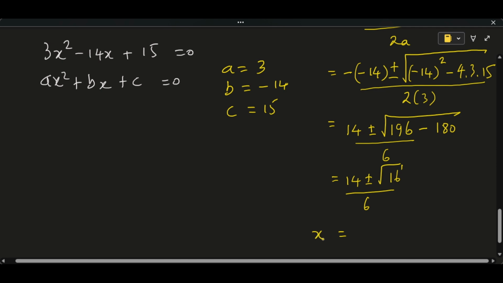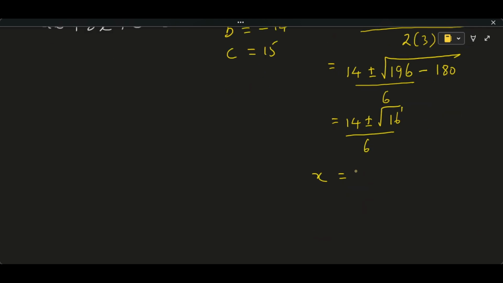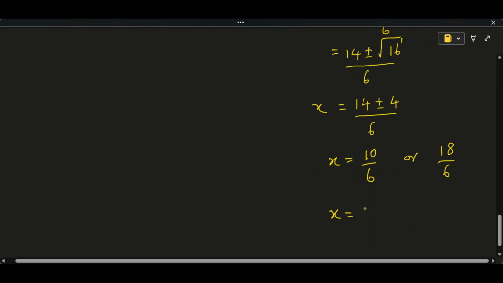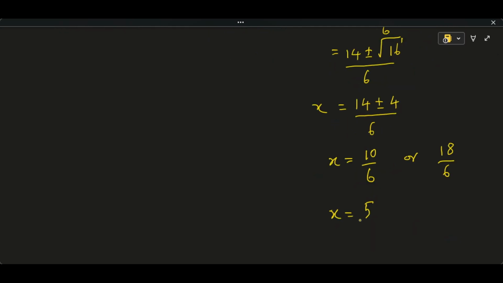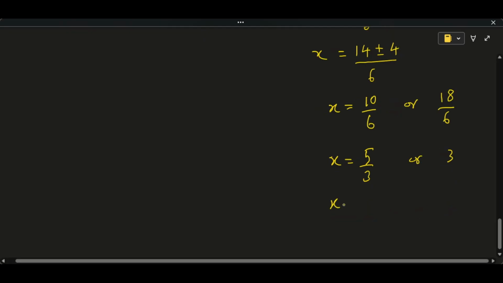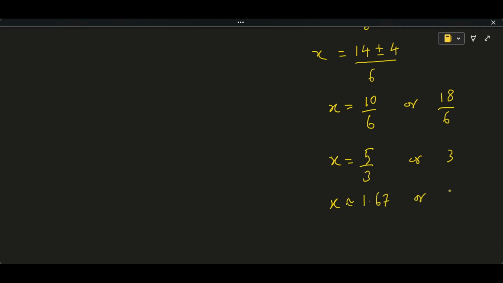So we're going to have x is either equal to 10 over 6 or x is equal to 18 over 6. X is equal to either 5 over 3 or x is equal to 3. X is approximately equal to 1.67 or 3.